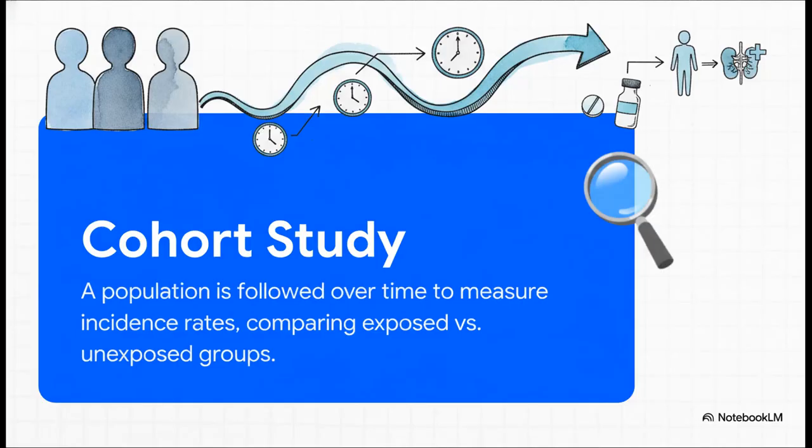One of the real workhorses in this field is the cohort study. You can almost think of it like following two groups of people in a race over time. You start with one group that's taking the medicine, the exposed group, and another group that isn't. Then you just follow them forward in time to see which group develops a particular health outcome more often. It's a really powerful design for measuring risk.